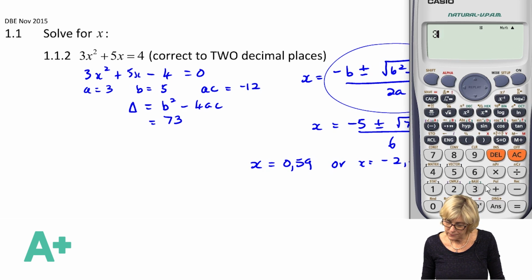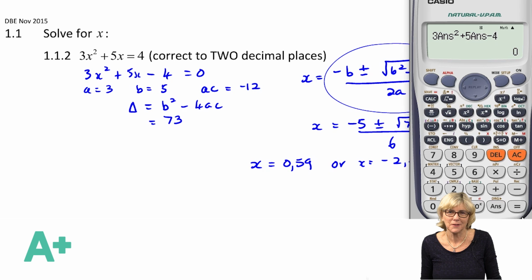So I'm going to go 3, then answer squared plus 5 answer minus 4. And can you believe this calculator, you don't have to put times, but if you put times, that's great. Equals, and we get it to be naught. Because I've tested the one answer, the other must be correct. So there you are. You could get your full marks there, and you can check whether you've written the signs right and get rid of careless mistakes, so you get your full marks on this sort of question.